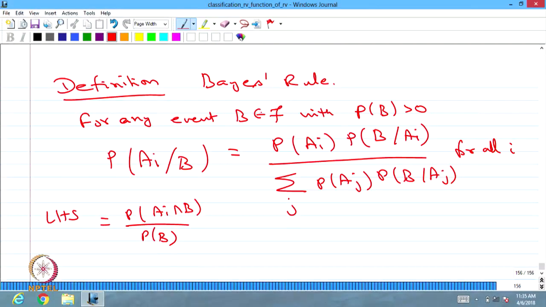So this is a very important result: whenever you know the partition events, you can find the probability of any event using the total probability rule, as long as you know the conditional probability on the partition events and the individual probabilities of the Ai's partition events. Then, using the same result, you can find the conditional probability of a partition event given any event B, provided the probability of B is greater than 0. We will go through a simple example.